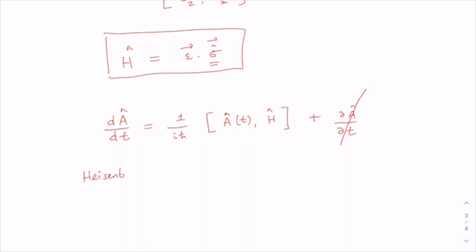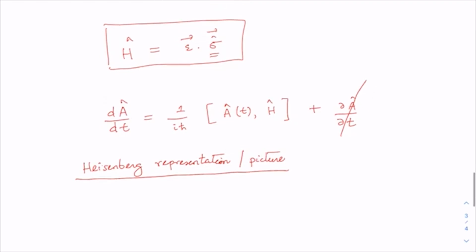which is also known as the Heisenberg picture. It's called the Heisenberg representation or picture. Let me actually digress a bit and briefly explain this Heisenberg representation to you.